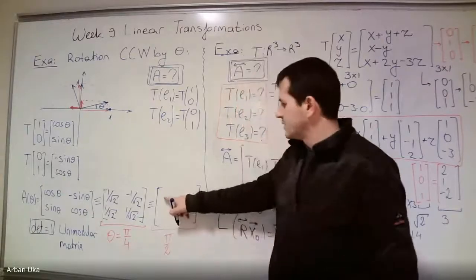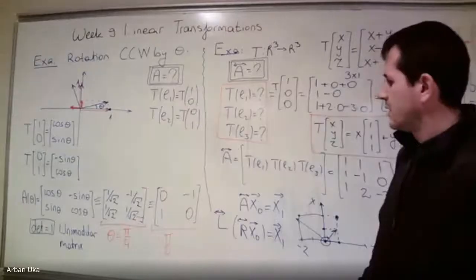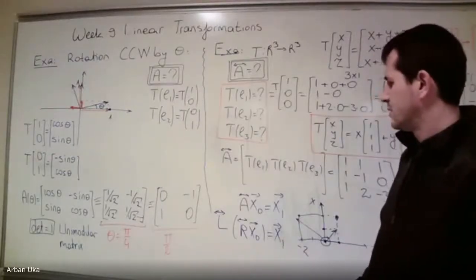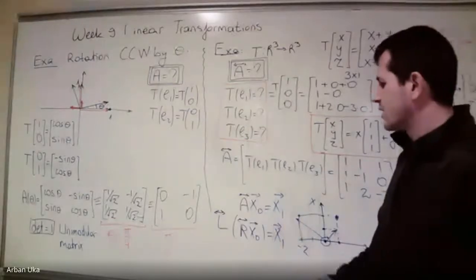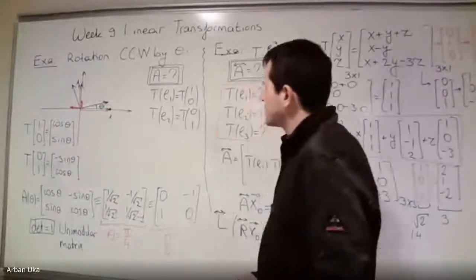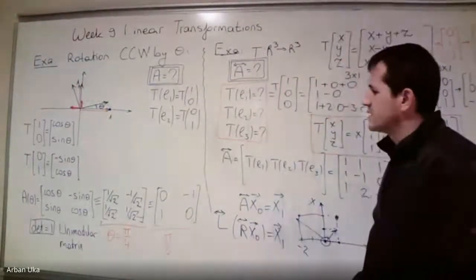Minus 1, 0, 0, minus 1. Where is minus 1 is here? 0, 0, minus 1. Minus 1, 1, 0. Is it true or no? Yes. Sine pi over 2, it looks like it's correct. So here we can construct rotational matrices.